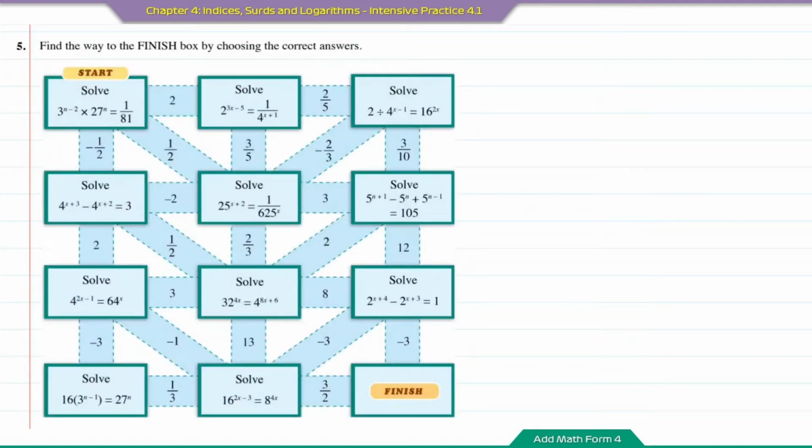Question number 5. Find a way to finish the box by choosing the correct answer. So we're going to start from here. If you look at the number 27 and 81, we can change it to the number in base 3.